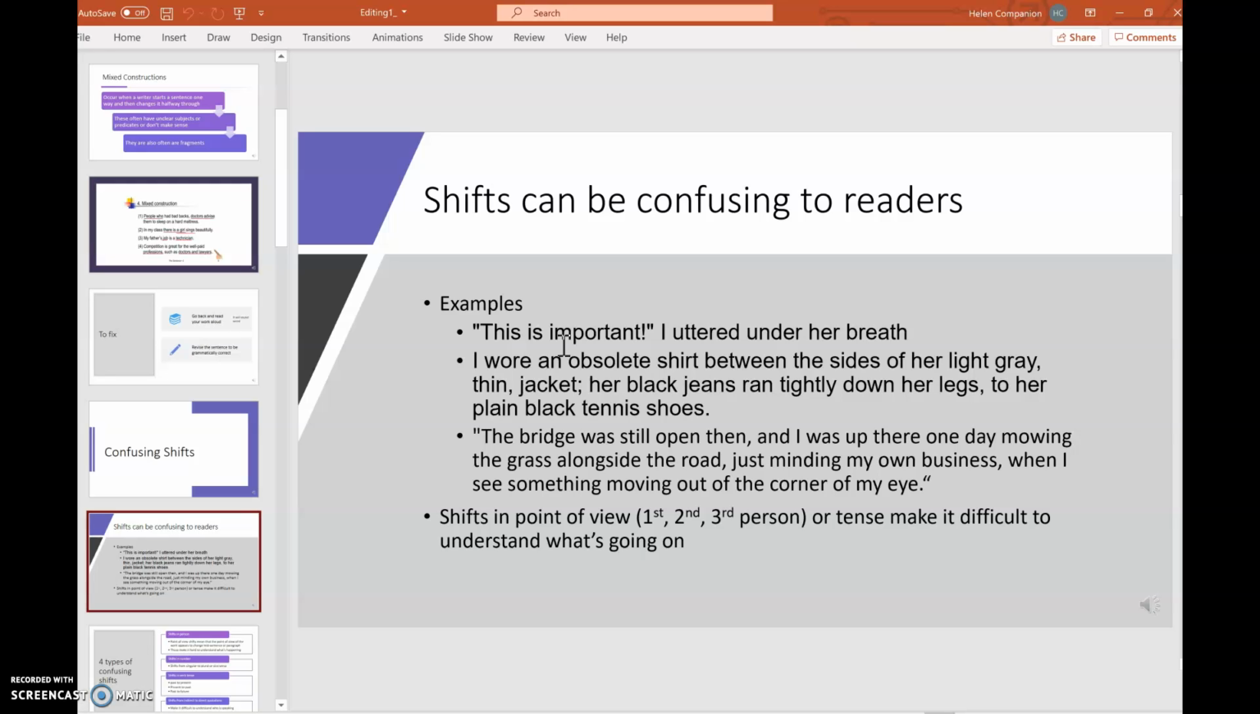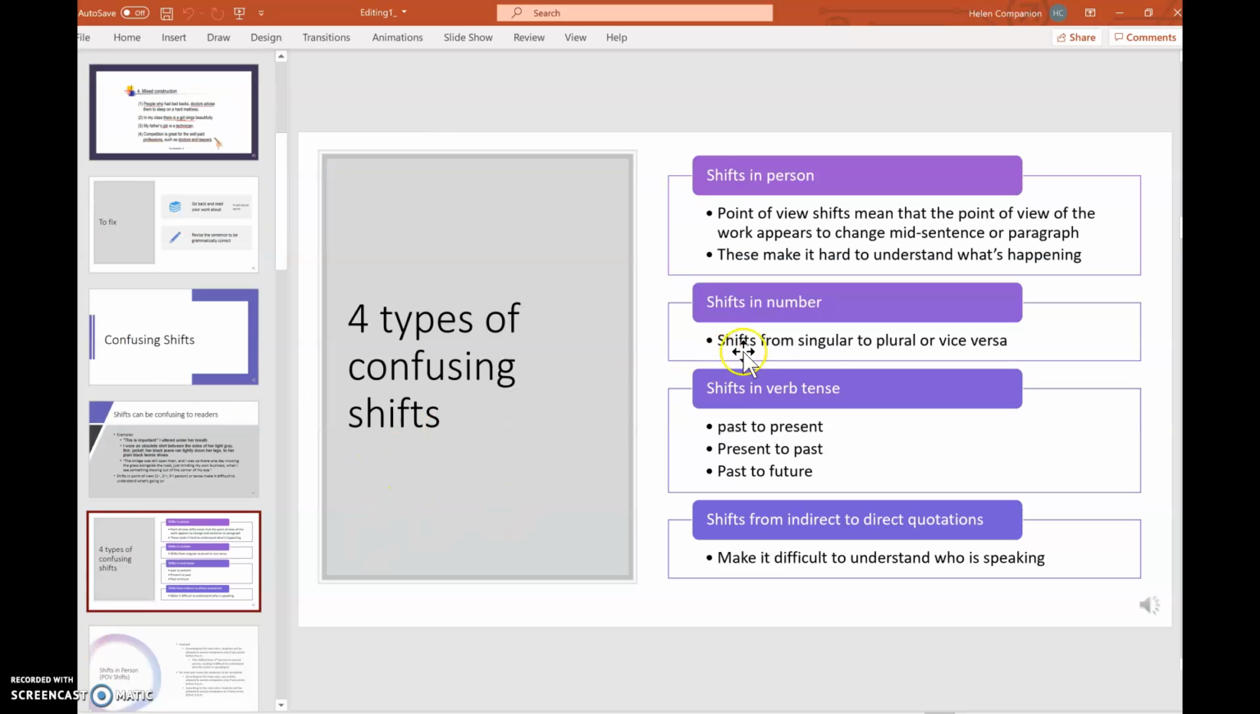We don't know whether this is happening in the past or whether it's currently happening, because half the sentence is in past tense and half is in present tense. Shifts in point of view, first, second, and third person, or tense, can make it really difficult to understand what's going on. There are 4 types of confusing shifts that I wanted to talk about that I see pretty often.